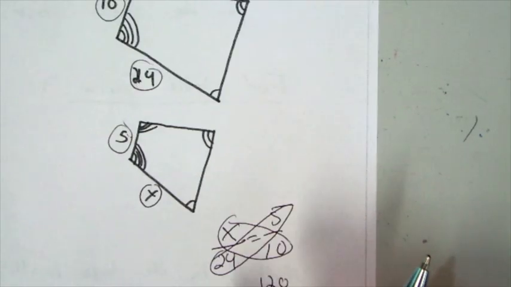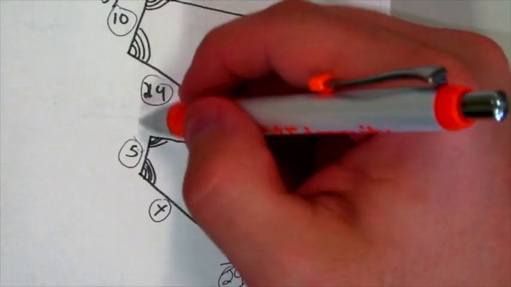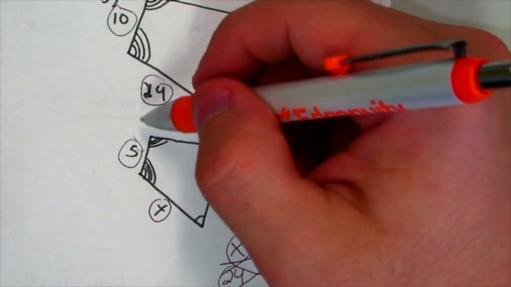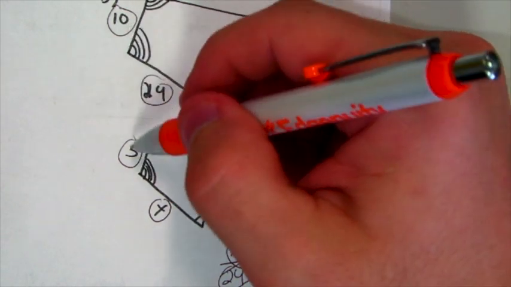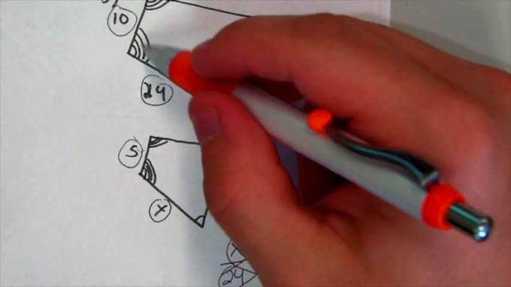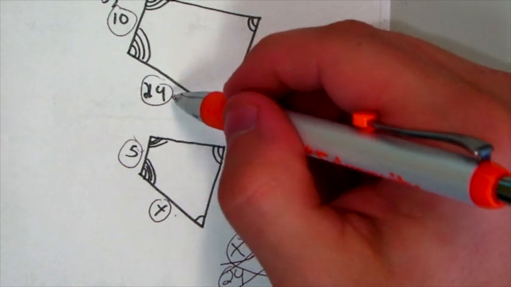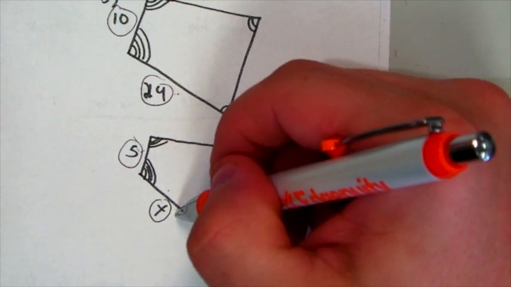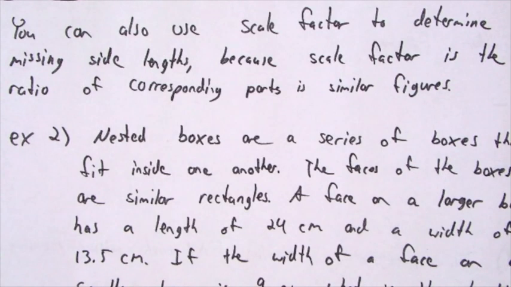Some of you might have been able to see this. Between 5 and 10, 5 is half of 10, or 10 is double what 5 is. So if I'm going to do that, what is half of 24, or 24 is double what? And that'd be 12. Now, another thing that we can use is actually something called scale factor. So you can use scale factor to determine missing side lengths because the scale factor is the ratio of corresponding parts in similar figures. Now, that can be very, very helpful for us to use because we've already known how to do scale factor.